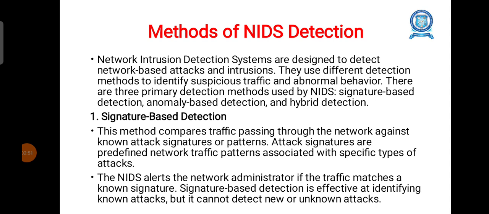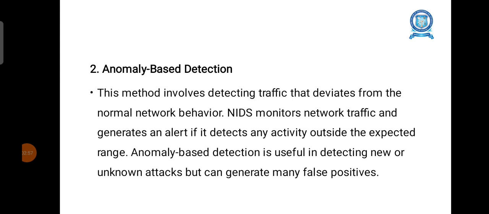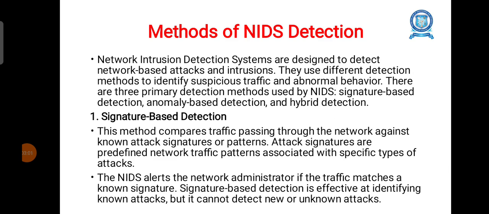Now let us see the methods of NIDS detection. There are two methods used: signature based detection and anomaly based detection. In signature based detection, every network traffic will have its own signatures or patterns. The signature will be verified and analyzed to check whether it is a legitimate user's signature. If there is any mismatch in the signature, then the system will identify it as an attacker's signature. So with the help of signature verification, the attacker's traffic will be identified and restricted.